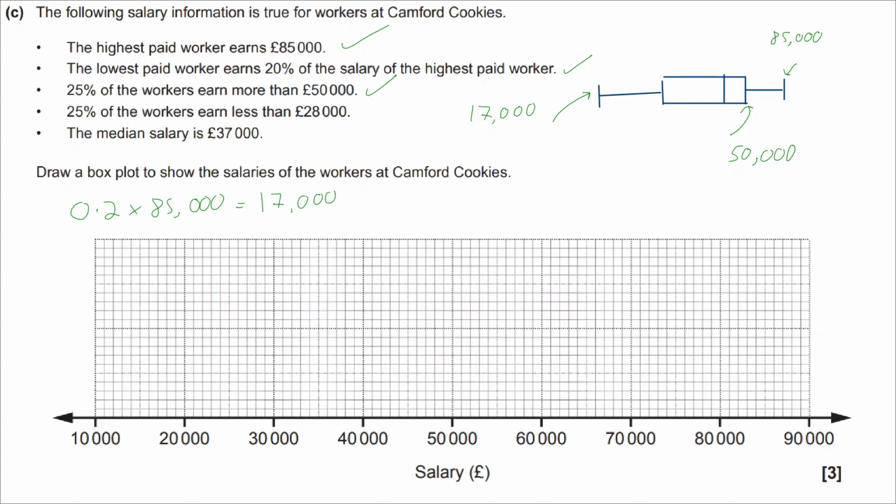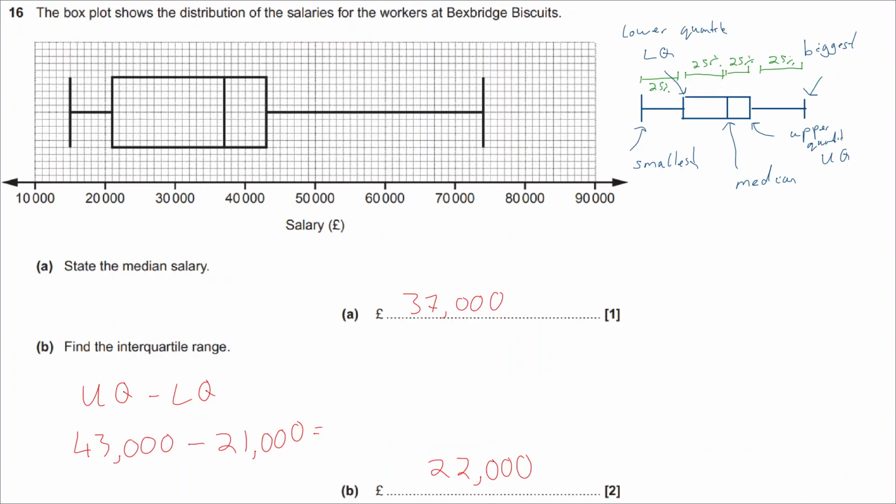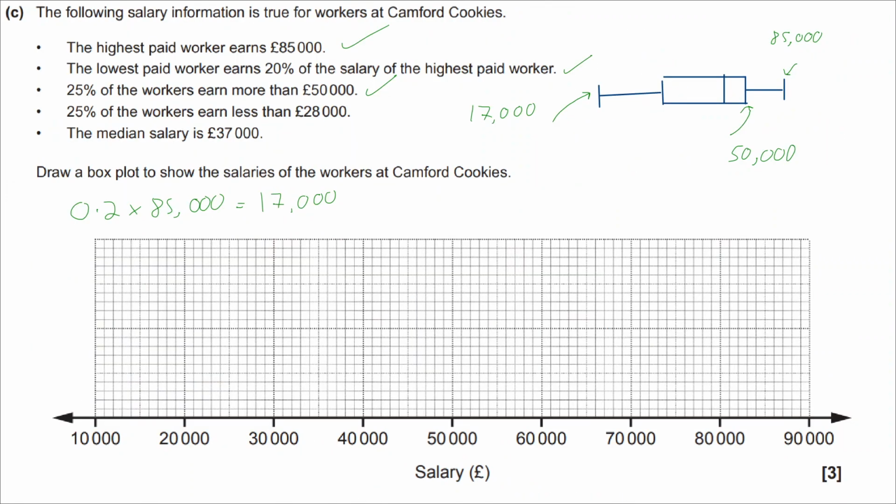25% of the workers earn less than £28,000. That's like saying the bottom 25% earn less than the value that they stated, which is 28 grand, which must be here, 28,000. And then they give you that the median, nice, is 37. So I'm just going to go and plot these onto the grid.